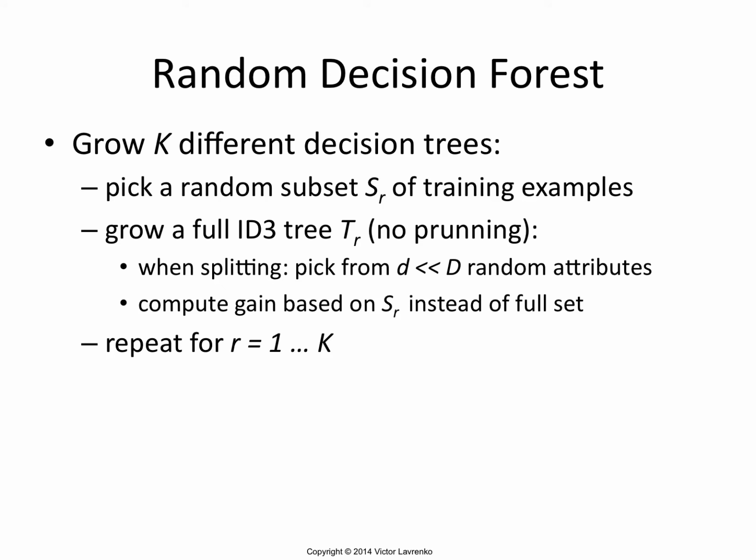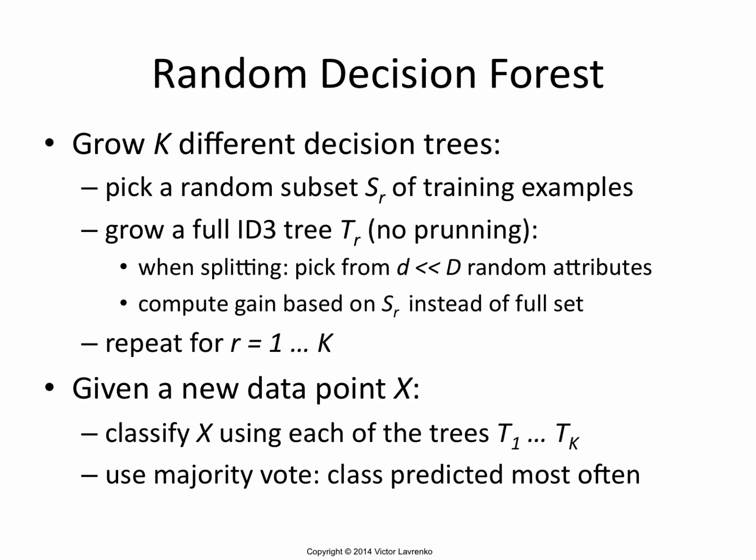And then when you're computing gain, that gain is naturally computed over a subset. Then you do the same thing k times over and over again. Because you're using different random subsets of the data and different subsets of the attributes, you're going to end up with k different trees.